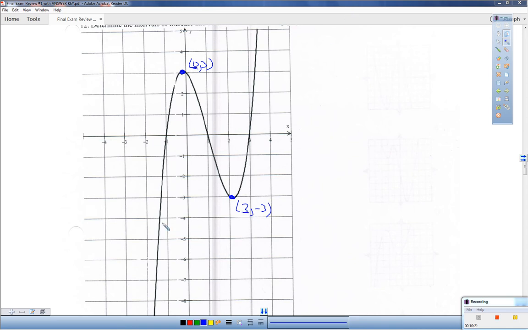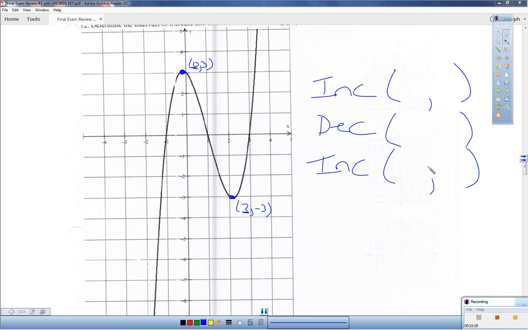When we talk about intervals of increasing and decreasing, we only look at the x. So let's start off by going from left to right. The graph is increasing, then decreasing, and then increasing again. Remember, you always start off with negative infinity. You always finish with positive infinity. And now let's fill in the blanks.